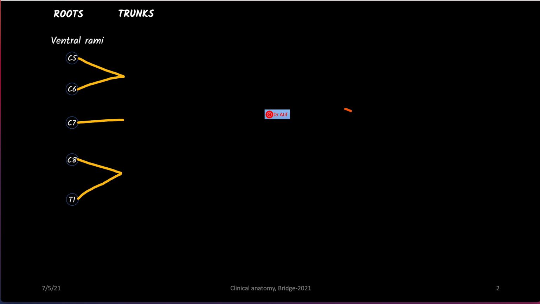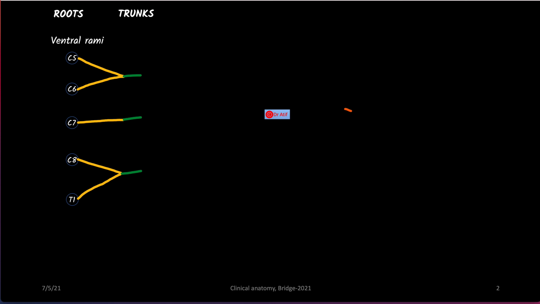So now let's start with the roots, the nerve roots, contributing the ventral rami of C5, C6, C7, C8 and T1. They are contributing in making the brachial plexus. We have already discussed the ventral rami of C5 and C6 join, C7 stays alone, and C8 and T1 join, and when they join they are forming what?